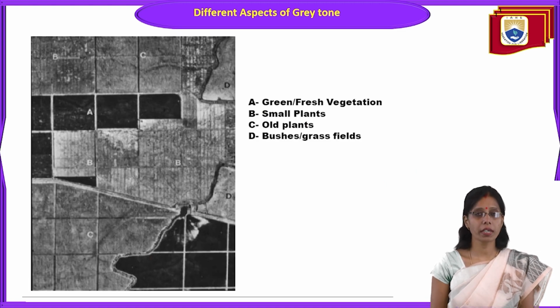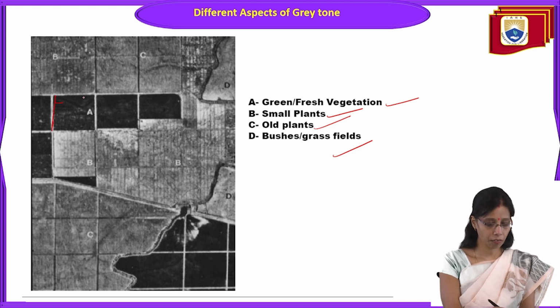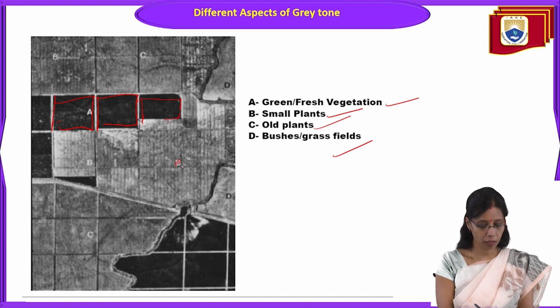Now we have one more different aspect of the gray tone. We have green fresh vegetation, small plants, old plants, bushes, how do they look? Let us see. Here we have green fresh vegetation. It will look totally black in color, very dark black. Now B, these are some small plants. See the texture of these and these, both the textures are different. Now C, we have old plants. Somewhat the color has been darkened here, and if it is small plants, the color is somewhat less dark. Now D is the bushes, so irregular kind of features.